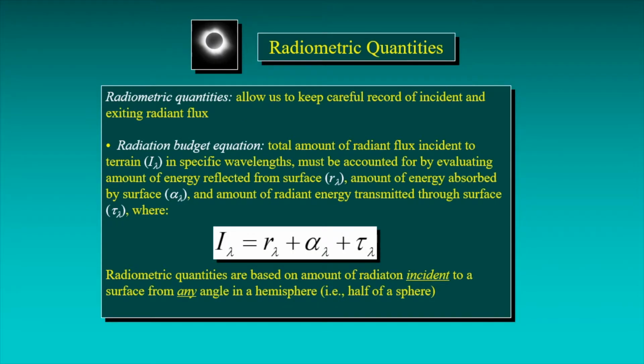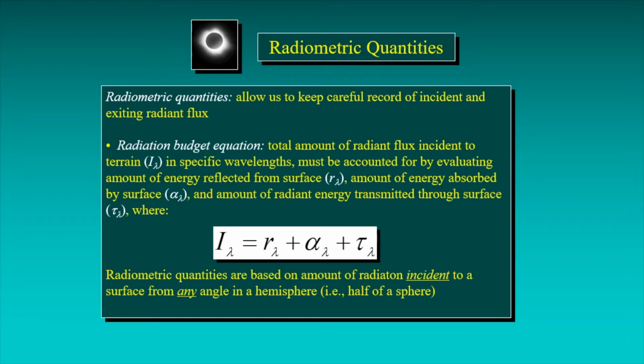So radiometric quantities are, of course, very crucial in remote sensing in that they allow us to basically keep track of the incident as well as the exiting radiant flux from a surface or particular material type. And so what we refer to as the simple radiation budget equation basically states that the total amount of radiant flux that is incident onto the terrain or some type of surface, in this case, we denote that with the capital I sub lambda. And the lambda for that quantity and all of these quantities is denoting that it is wavelength dependent.